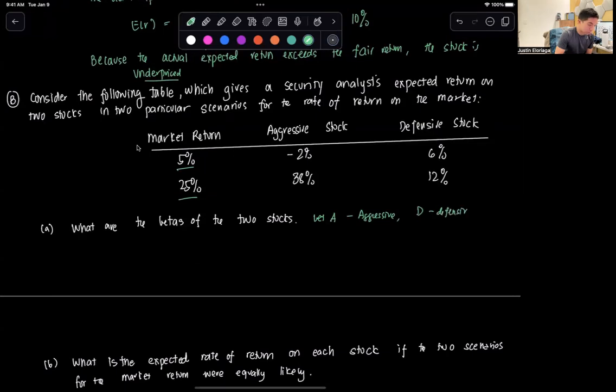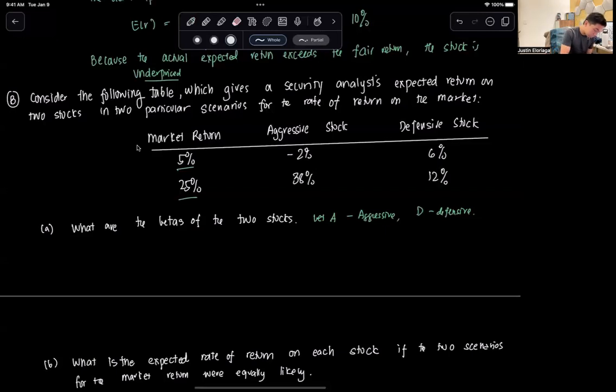If you recall, beta is the sensitivity of the stock's return to the market return. That's how sensitive a particular stock's return is to the overall market return, which means that it corresponds to the change in the stock's return per unit change in the market return. So how those two co-move together. So how can we compute the stock's beta? Well, it's just the difference in the return across the two scenarios divided by the difference in the market return.